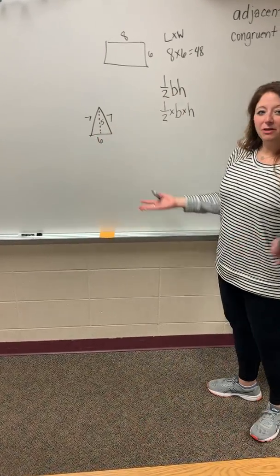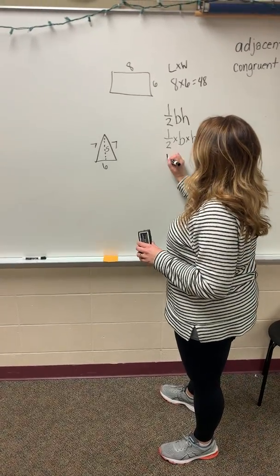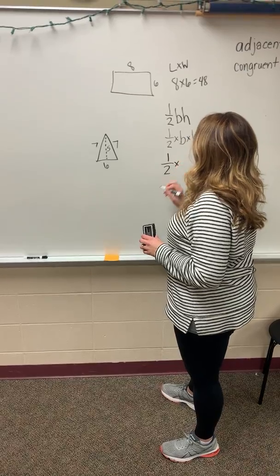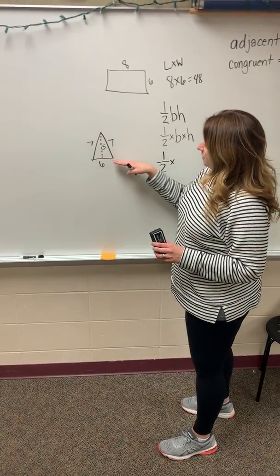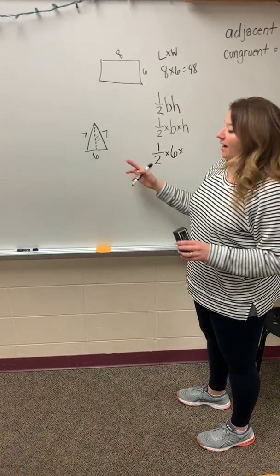There's a lot of numbers here, but you don't actually need them all. All you need is the base and the height. So we're going to rewrite our formula. 1/2 times, we're looking at our triangle. The base or the bottom of our triangle is a 6 times the height of our triangle.